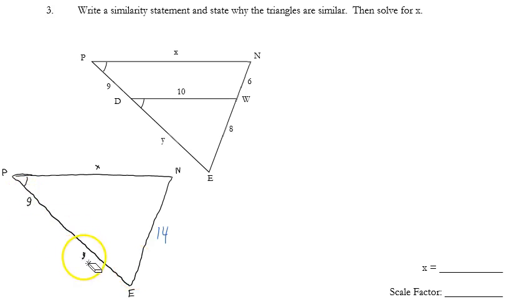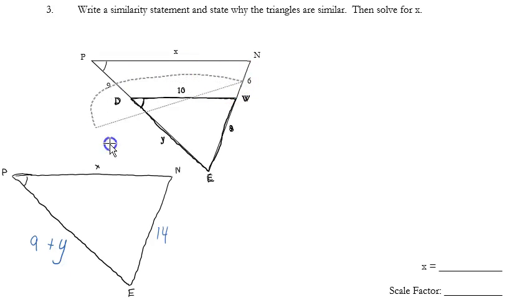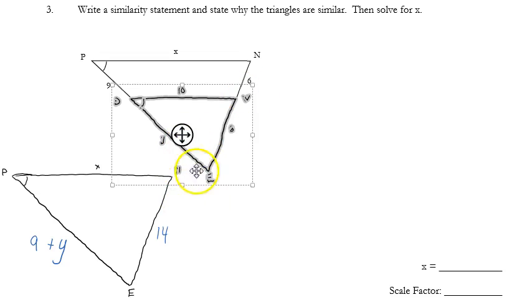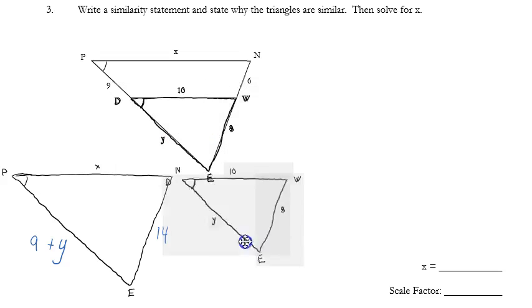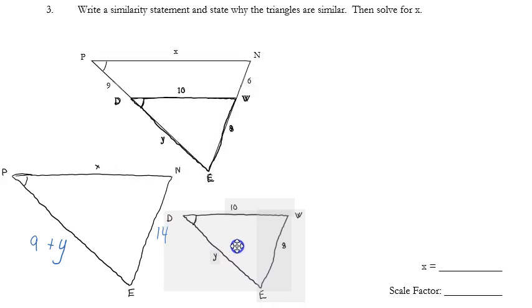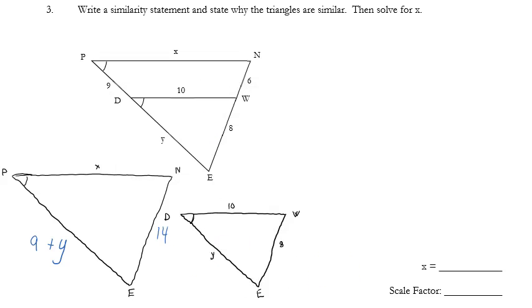Similarly, I have a 9 and a y. Well, this isn't a 9 and a y. It's a segment addition problem. It's 9 plus y. When I rewrite the second triangle, trying not to get the N in there, there we go. I come down here. I have all 3 of my side lengths labeled. I have D, W, and E.